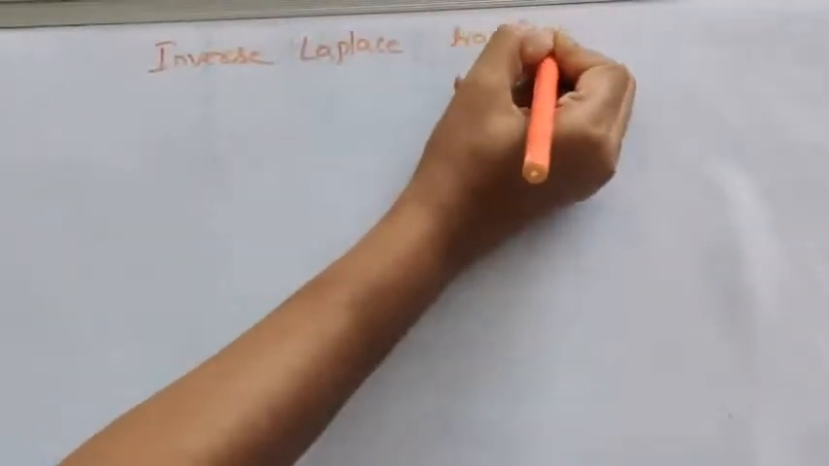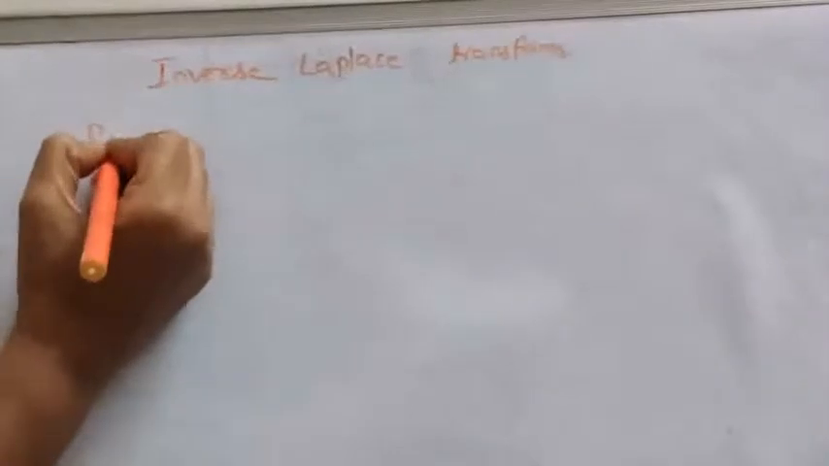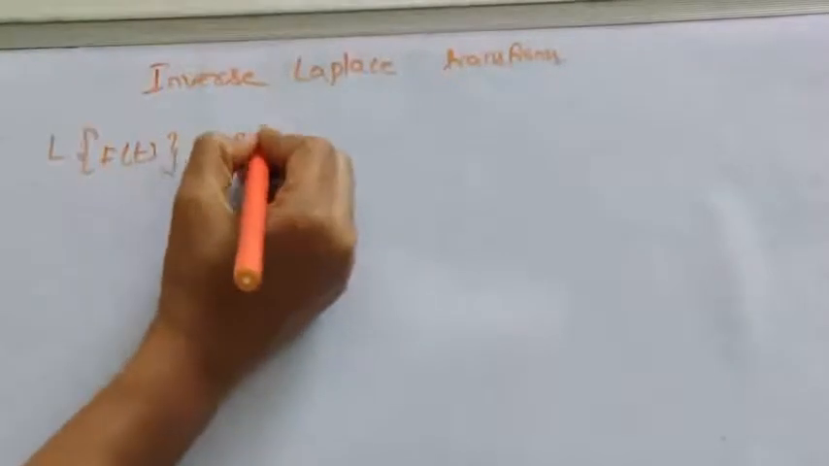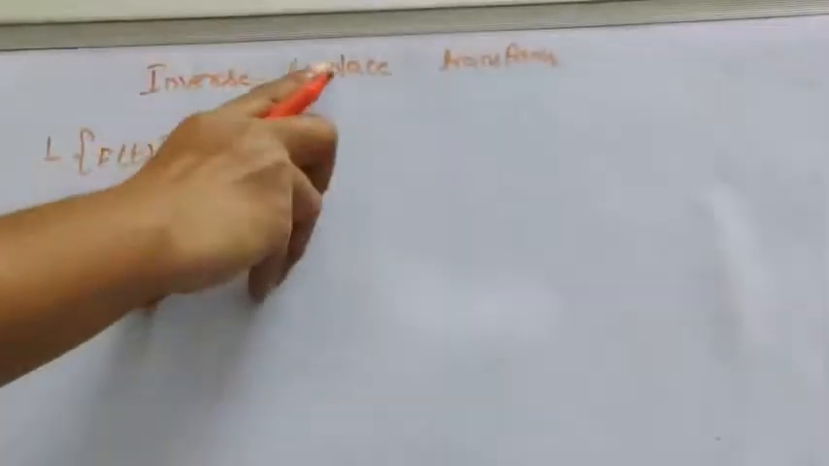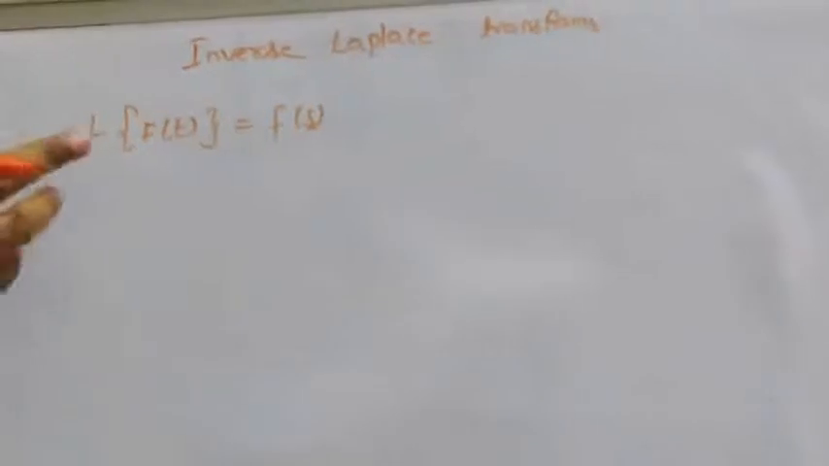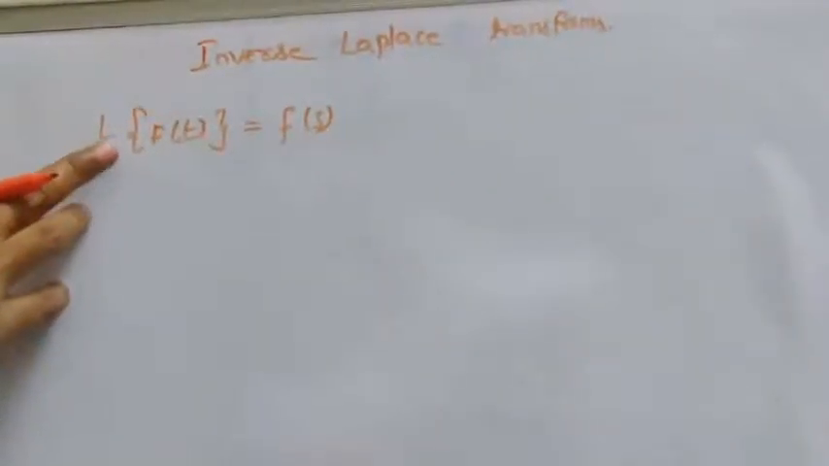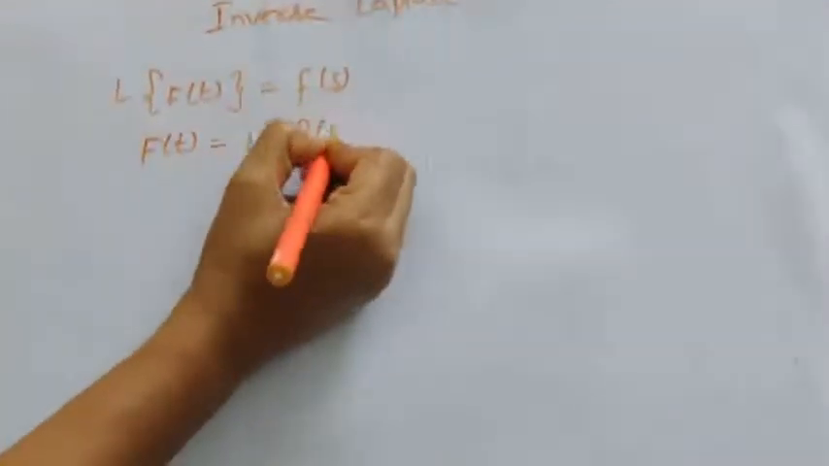You know how to represent the Laplace transform. How can you represent it? L of f of t is equal to F of s. Now you want to find the inverse Laplace transform, that means the inverse of the Laplace transformation operator. If you send L to the RHS, you will get the inverse of it. So f of t is equal to L inverse of F of s.